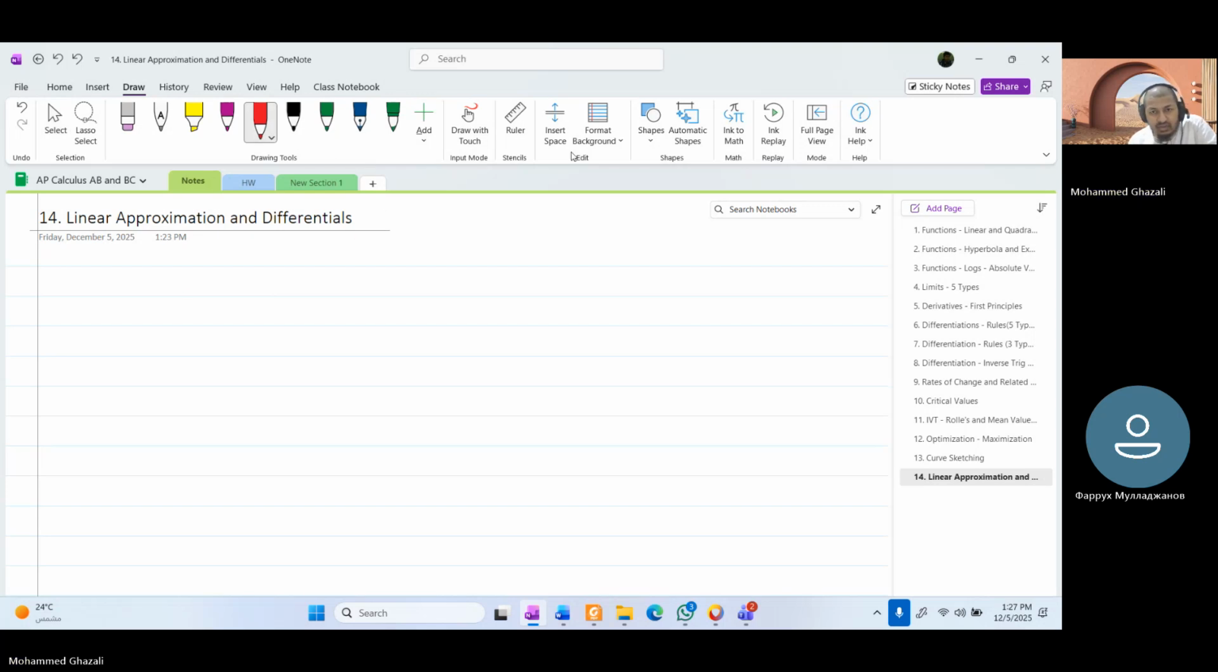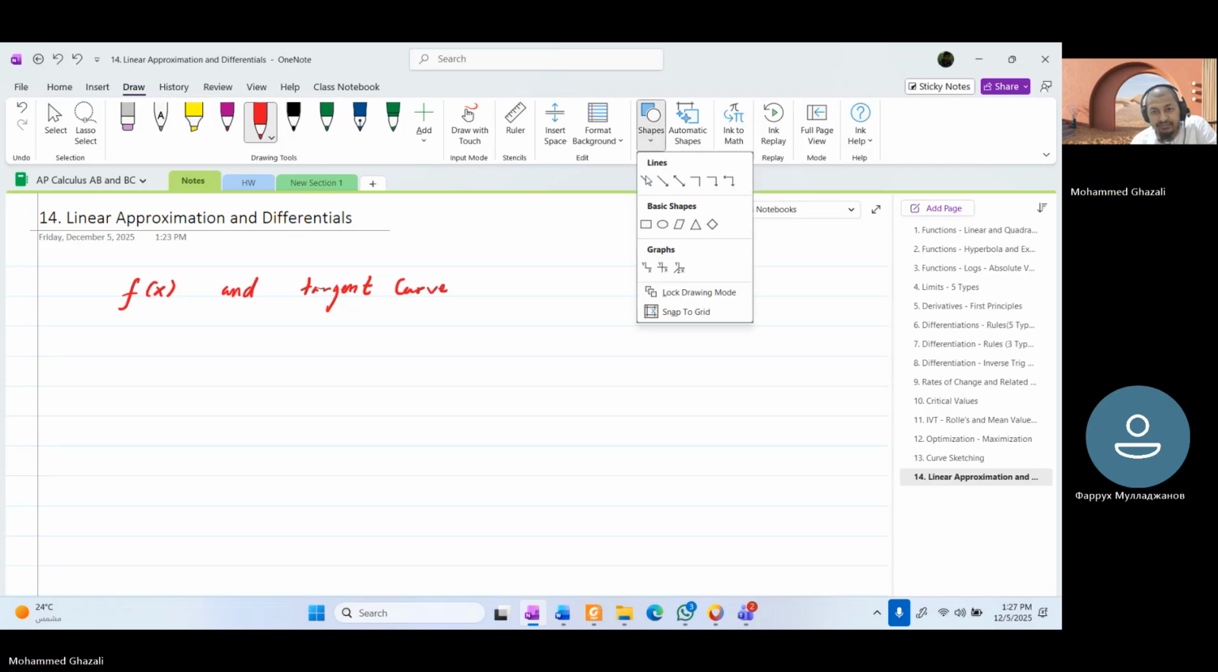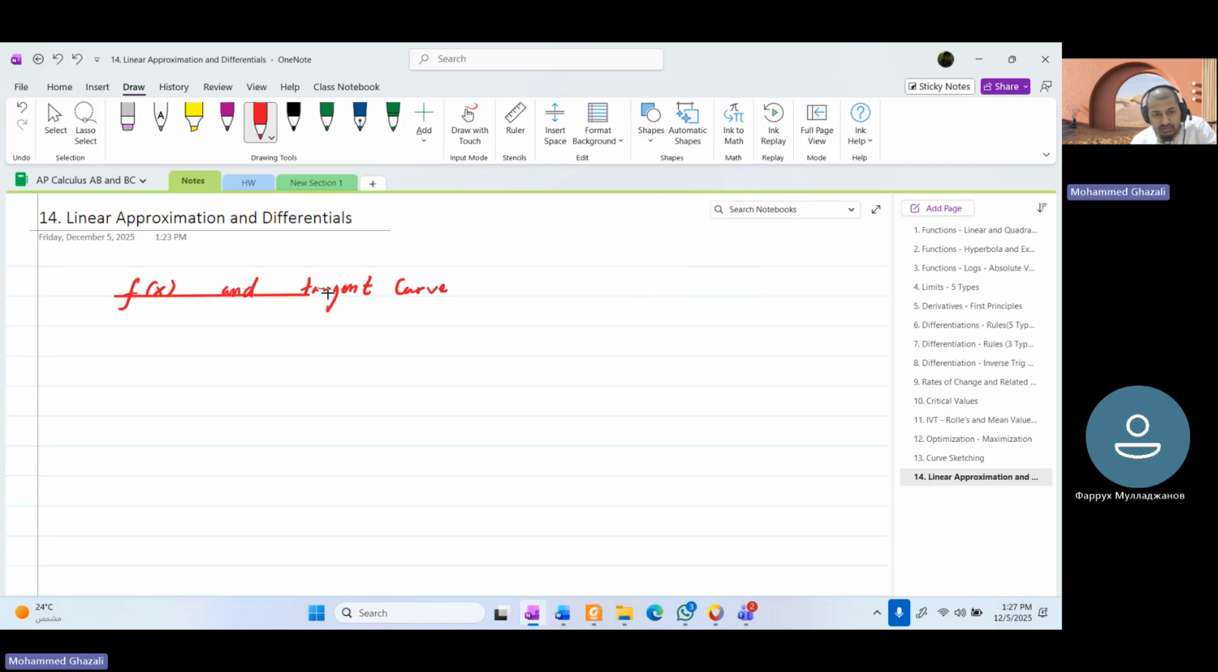So first, we're going to start off with an f of x curve and a tangent curve, and build a theory from there. So we're basically starting from the beginning. This is like foundation knowledge.